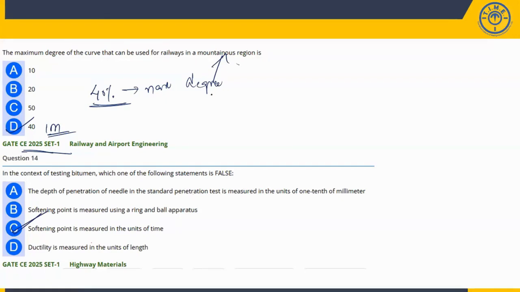So any doubts for anyone in both the questions? C is false. Remaining all are true. And the maximum degree of curve we can use is 40. If both the questions are clear to all of you, I'm moving to the next question.